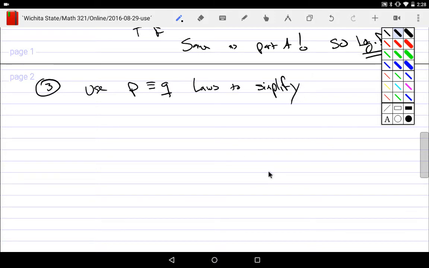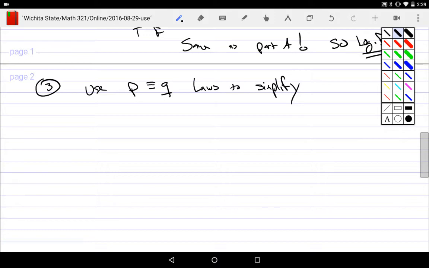And so that would be something like, let's say I wanted to take one of the more complicated laws and use the more basic ones, or a different part. So, let's take one that they ask to do in the book. Propositional equivalences.